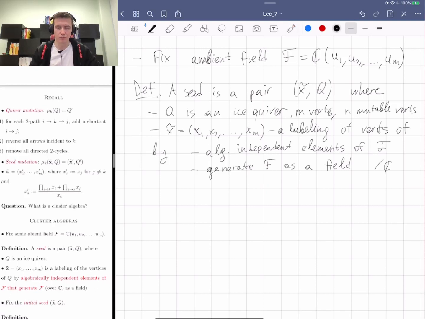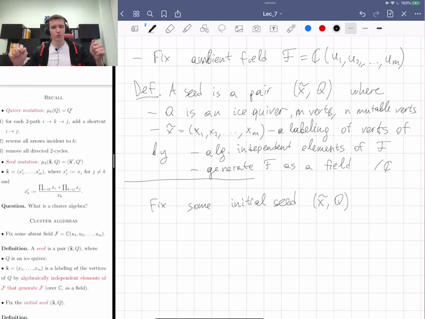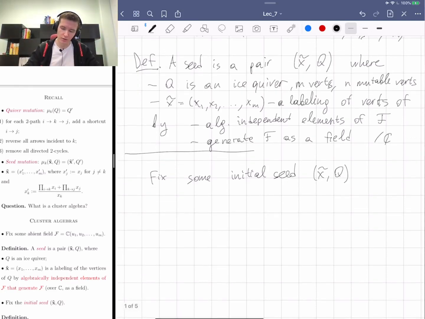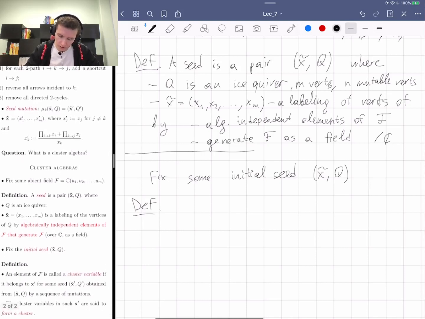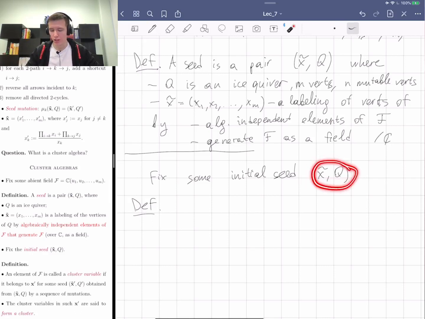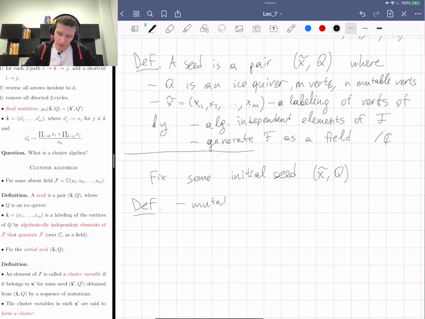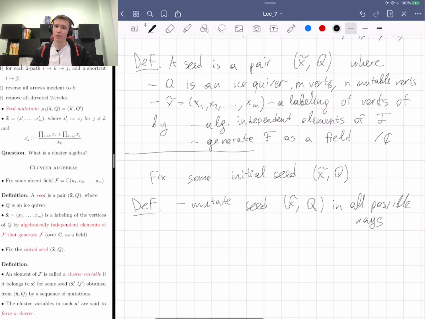Now here's the definition of a cluster algebra. What I do is I fix what is called an initial seed, which is x tilde, q. So you define a cluster algebra by first choosing a seed: just a bunch of rational functions which are independent, and some quiver. And then first of all, what I want to do is mutate the seed x tilde comma q in all possible ways. And so as I do that, I get possibly infinitely many other seeds.